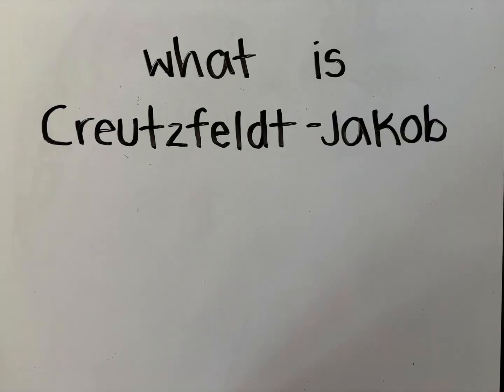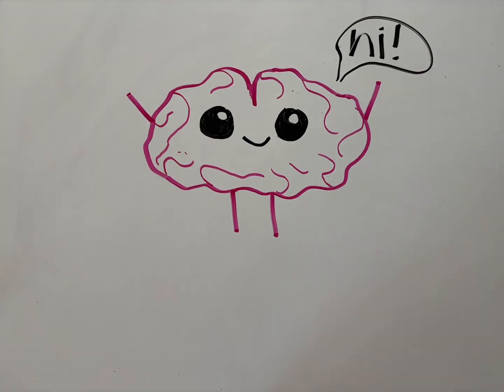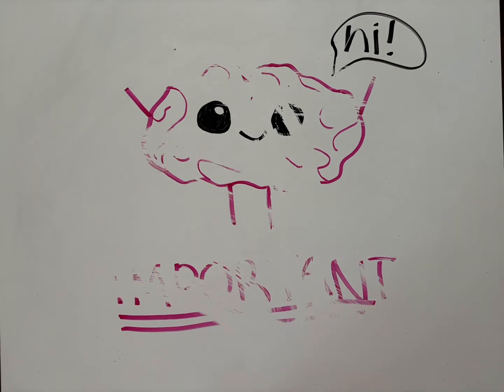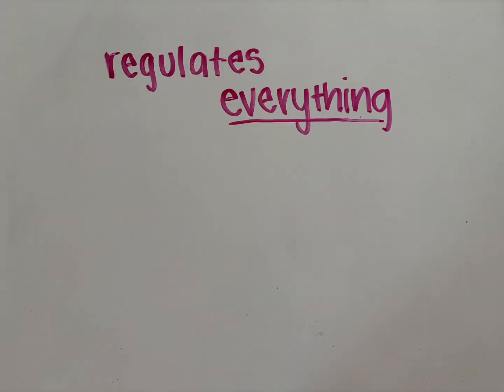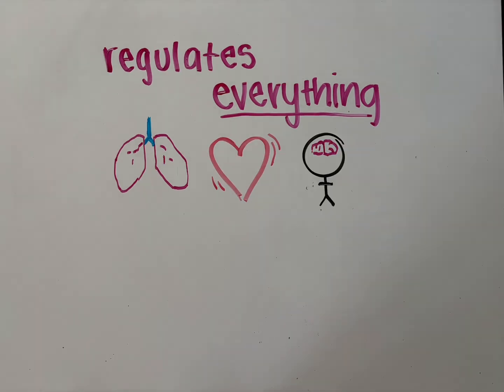What is Creutzfeldt-Jakob disease? Before we begin, you'll need some background information. Meet the brain. The brain is extremely important. It regulates everything, including functions you don't even have to think about, like breathing and heart rate. It is also responsible for emotions and memories.